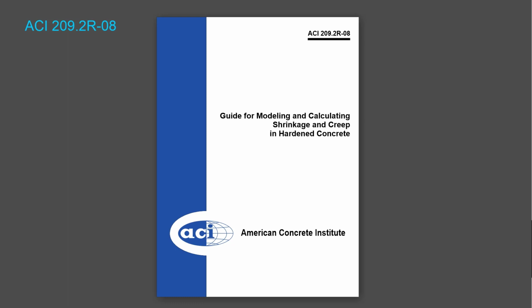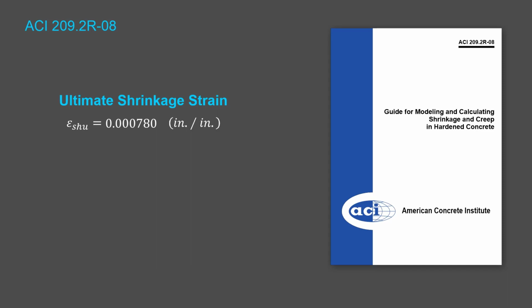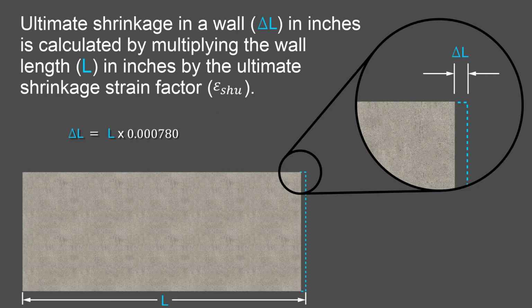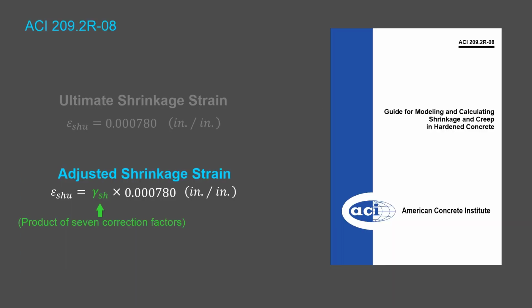This guide shows the average ultimate shrinkage strain to be used under standard conditions where the mix design and curing methods are unknown. The ultimate shrinkage in a wall, delta L, in inches is calculated by multiplying the wall length, L, in inches by the ultimate shrinkage factor. If information is known about the concrete mix design and how it was cured, the ultimate shrinkage strain factor can be adjusted down by multiplying by 7 factors that influence crack development.